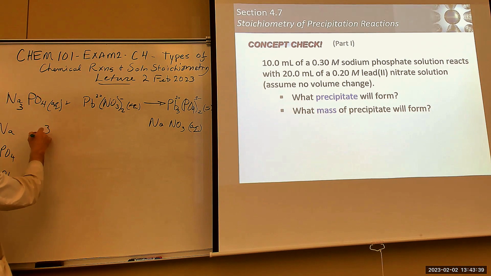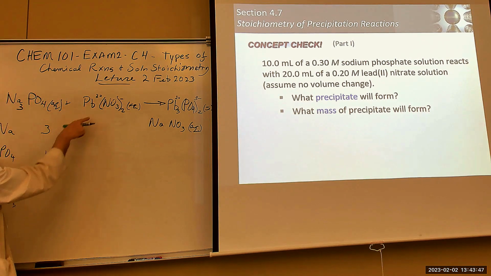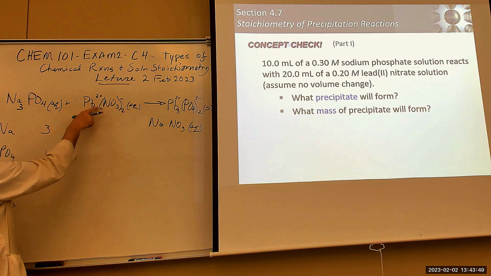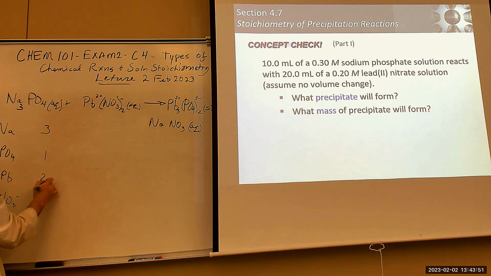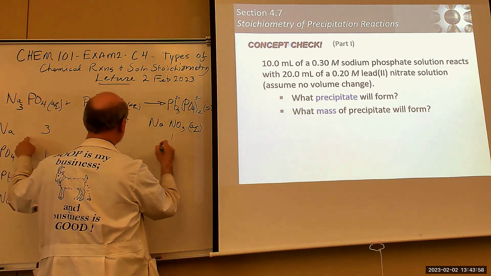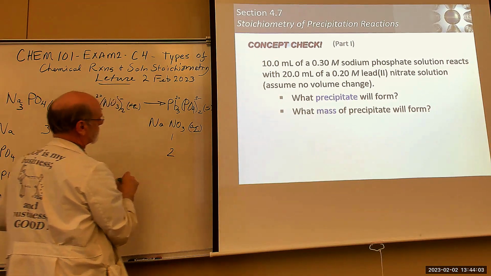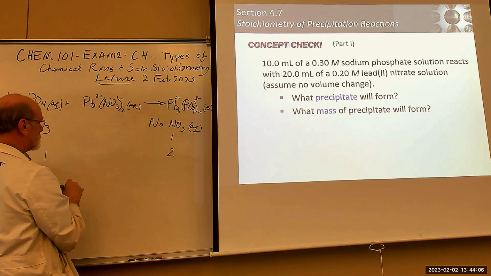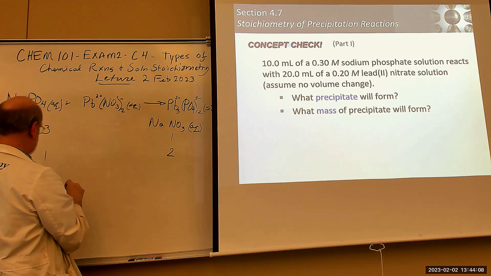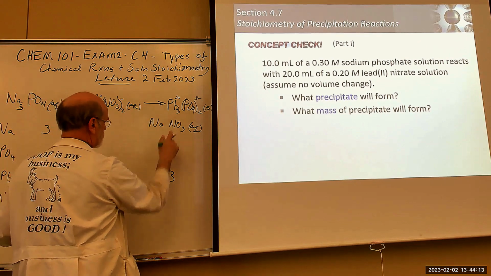So we got 3 sodiums here, 1 phosphate. Did I write these correctly? Yeah, that was right. 1 lead, 2 plus. Yeah, that's right. Excuse me, 1 lead, 2 nitrates. On this side, we got 1 sodium. We got 2 phosphates. Lead. We got 3 leads, and we got 1 nitrate.